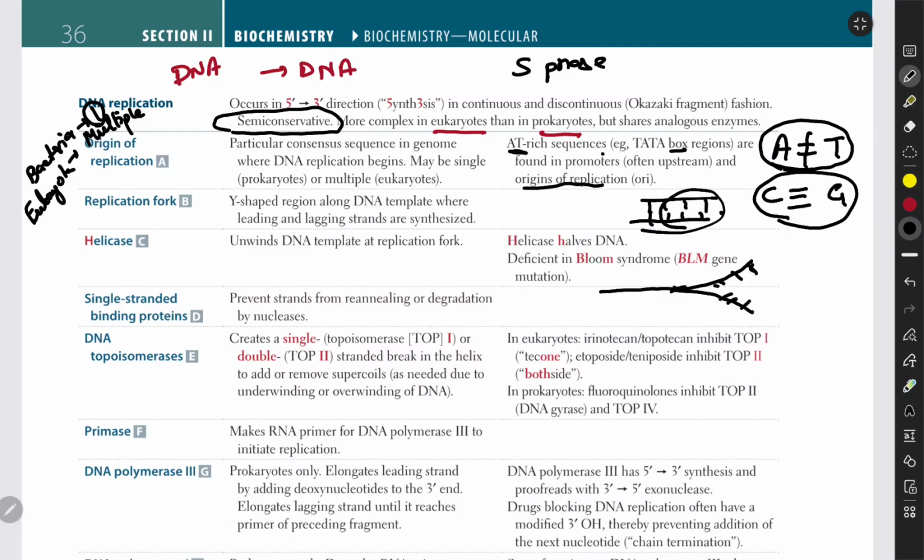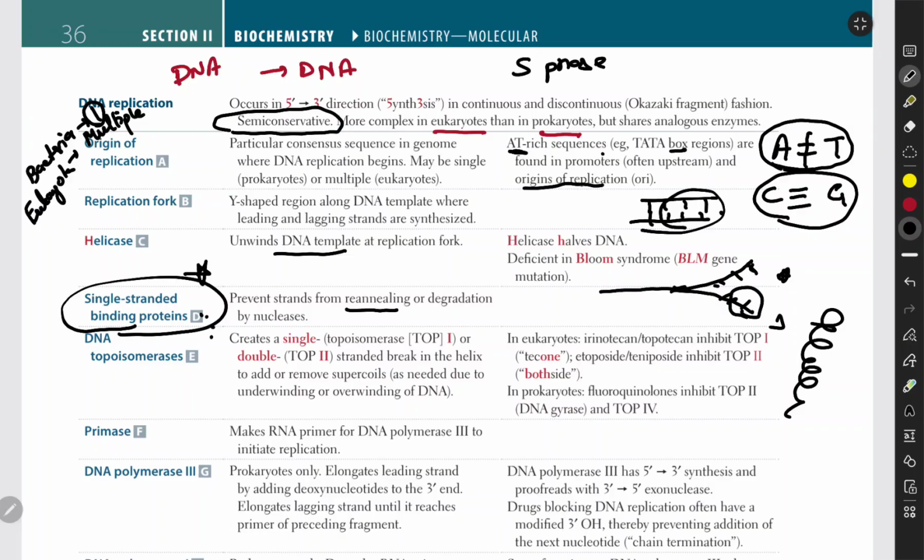Other than that, you need to remember that helicase is the one that unwinds the DNA template at the replication fork, and the single-stranded binding proteins make sure that the strands are not reannealed, so they do not join together. You need to remember this. These single-stranded sequences can also get attacked by nucleases, and this is prevented by single-stranded binding proteins.